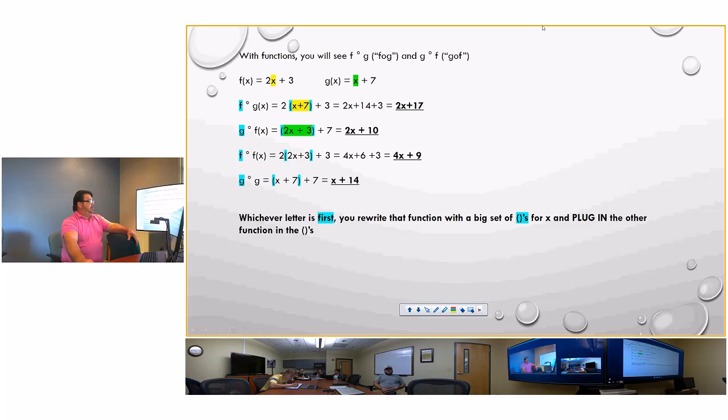Now, g of f. G, I'm going to rewrite with a big set of parentheses. So I'm going to put a big set of parentheses right here. And there they are, the blue parentheses. And then what am I going to plug in there? f. And I'm going to solve.